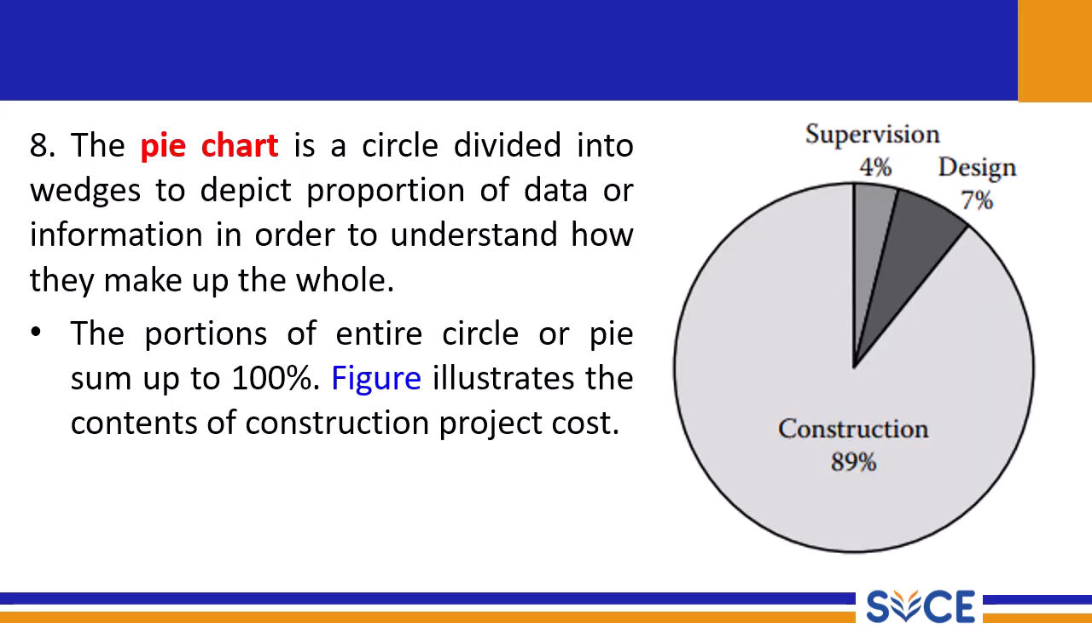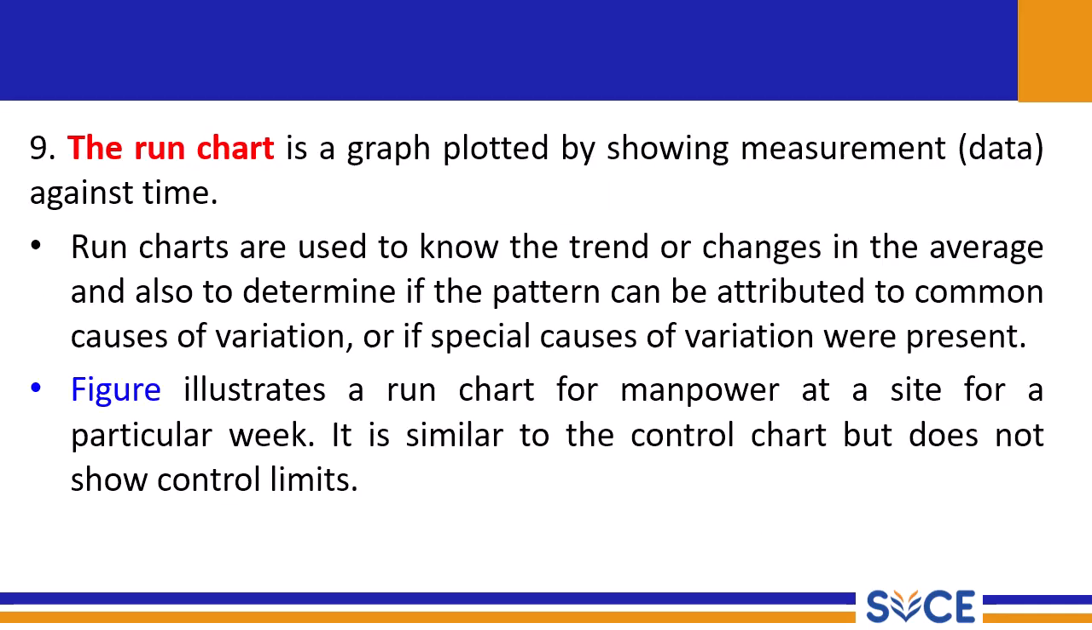A pie chart is a circle divided into wedges to depict the proportion of data or information in order to understand how they make up the whole. Okay, so from this, that is construction 89%, supervision and design. So this is like dividing the proportion of data. Portions of the entire cycle sum up to 100%. Okay, this is called the pie chart method.